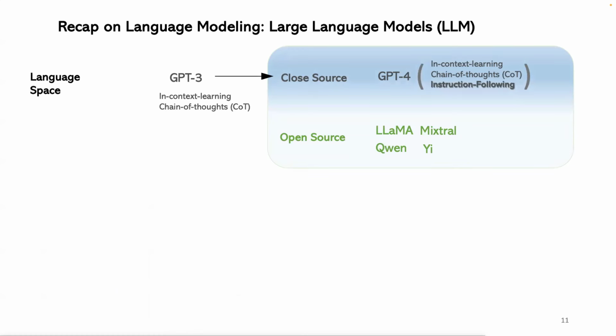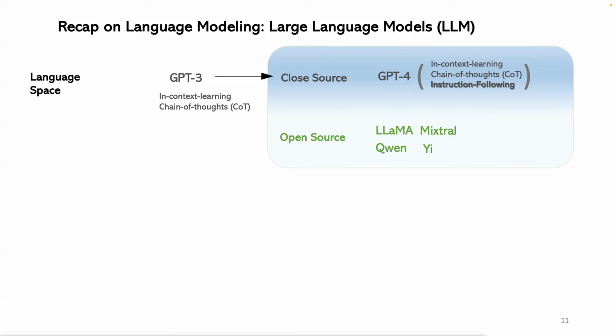So I'll start to talk about my observation in the language space. In language space, there is also a kind of competition between the private model and the open model. GPT-4 inherits the capability of GPT-3 and further introduces the instruction-following capability that becomes the foundation for ChatGPT.